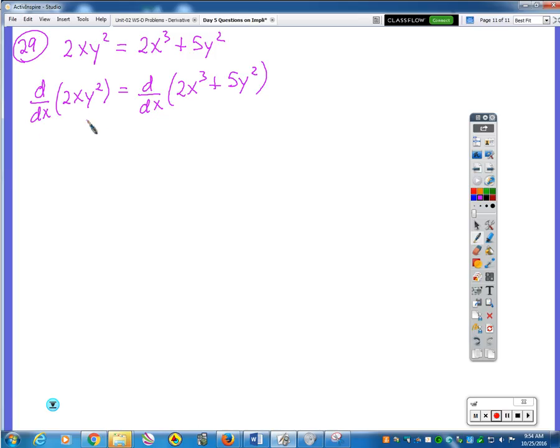Here I'm going to use the product rule. Any questions so far? Use the add subtract rule over here.